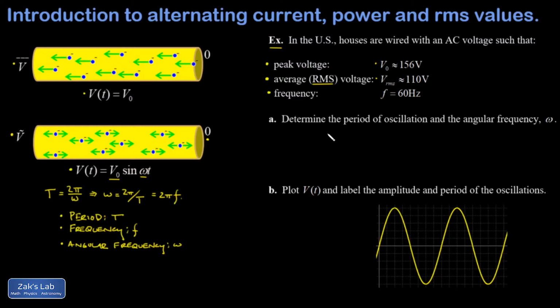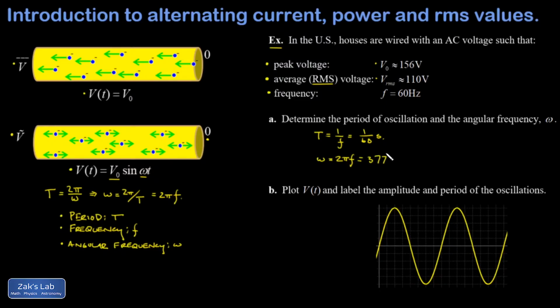In part A, I'm asked for the period of oscillation, so that's just 1 over f. That's 1/60th of a second. So we get a full wiggle of this sinusoidal voltage every 1/60th of a second. And then we're asked for the angular frequency, and so I could say omega is 2 pi f. And this gives me 377, just keeping 3 sig figs.